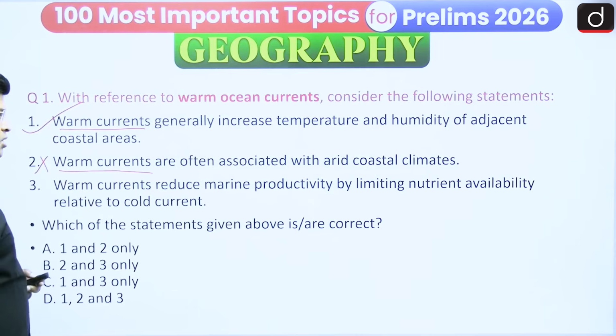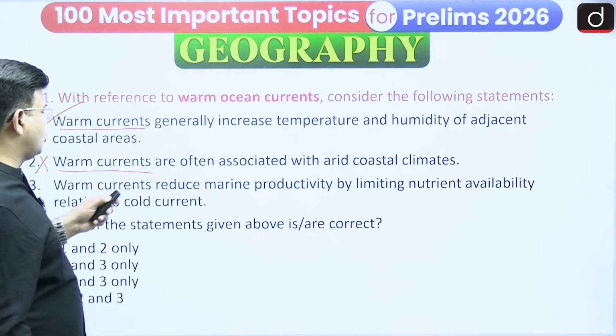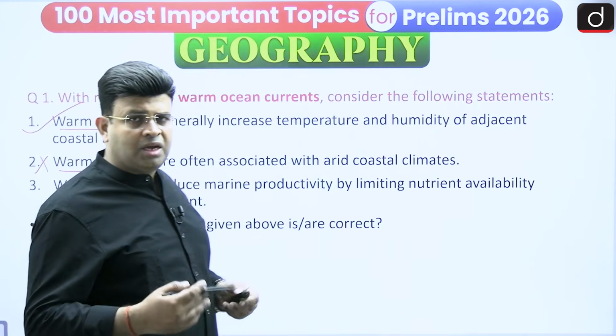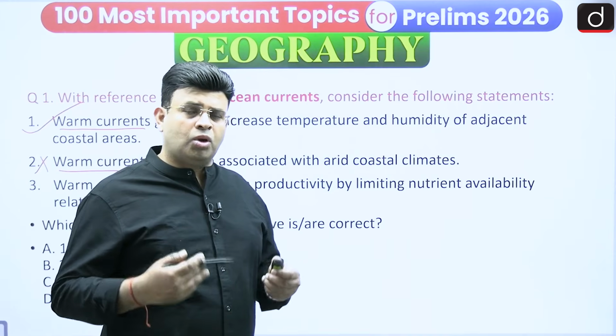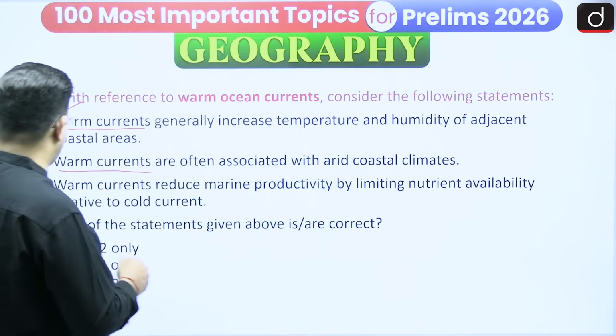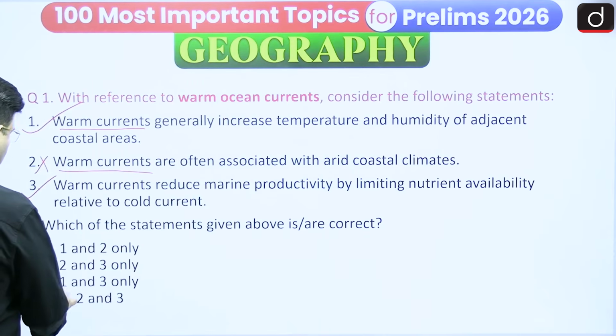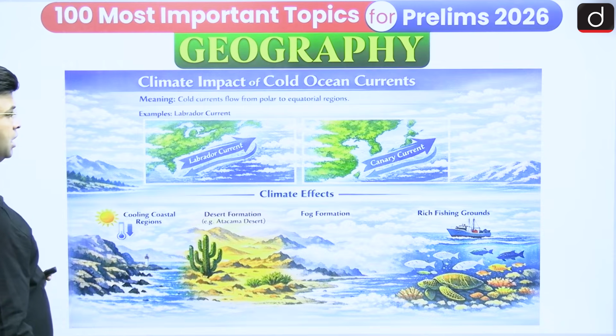And warm currents reduce marine productivity by limiting nutrient availability relative to cold currents. Yes, cold currents have relatively more nutrients in the water in comparison to warm ocean currents. So this statement is correct. So we can say statements 1 and 3 only are correct.